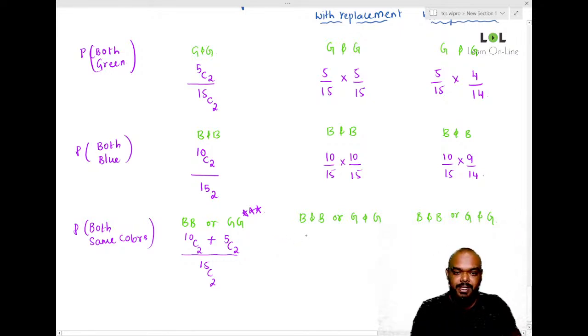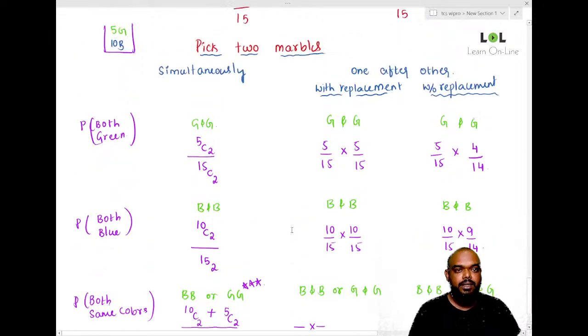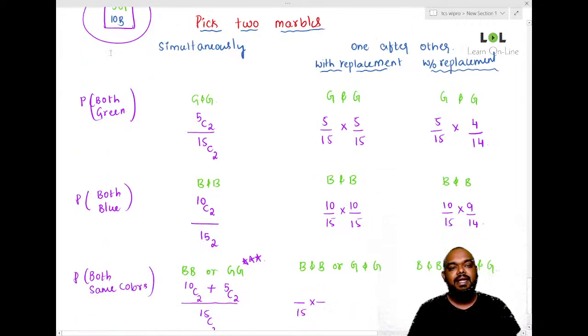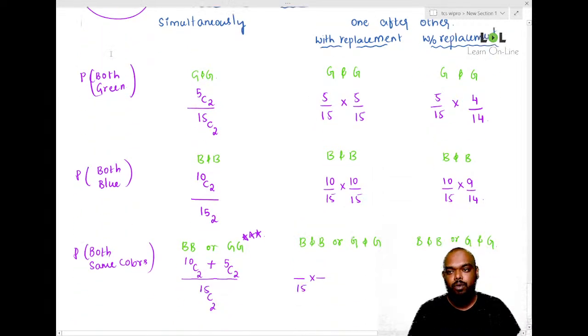Now observe. Here, and means multiplication. Right? But or means addition. Now here, getting a blue out of that pot will be what? 5 by 15. It will not change. And means multiplication, here also 5 by 15. Sorry, 10 by 15, right? 10 blue are there. Where is the pot? Here is the pot, guys. In the pot, we have 5 green and 10 blue.